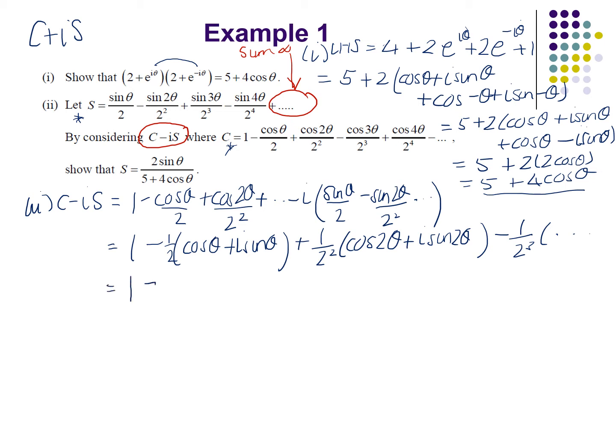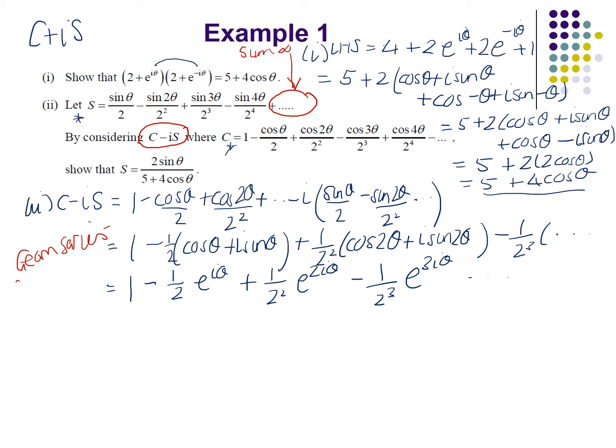So let's write this in our exponential form. I get 1 minus a half e to the i theta, plus 1 over 2 squared e to the 2i theta, and my next one, 1 over 2 cubed e to the 3i theta, and it would go dot, dot, dot on. So this is a geometric series. Now I'm going to use my formula in a minute, my sum to infinity.